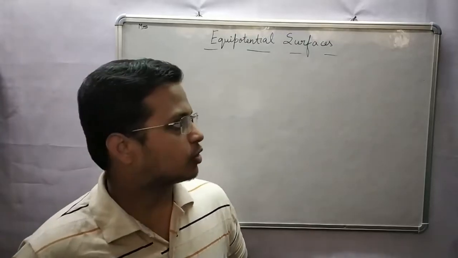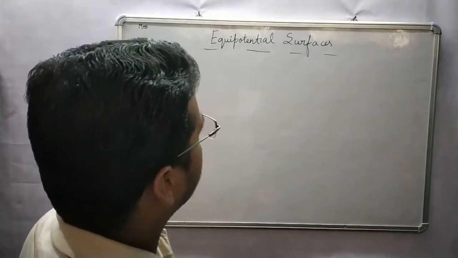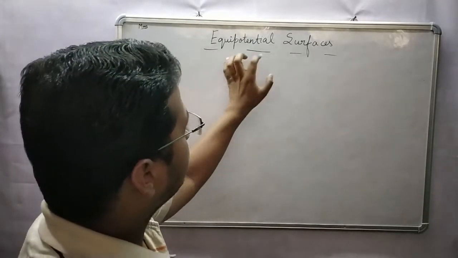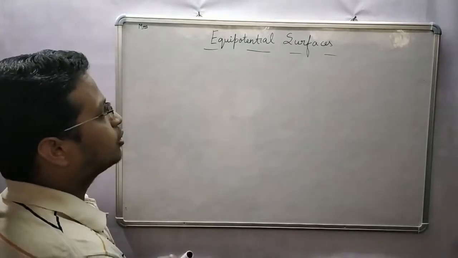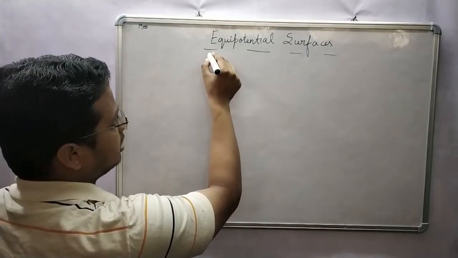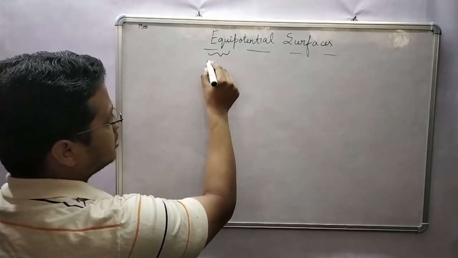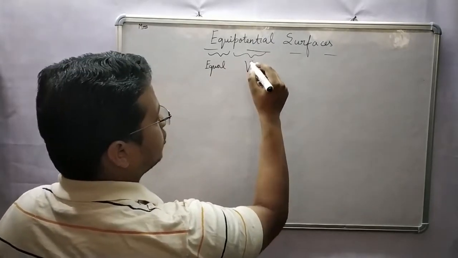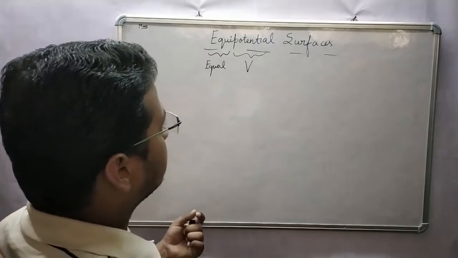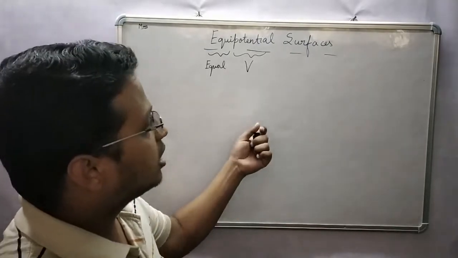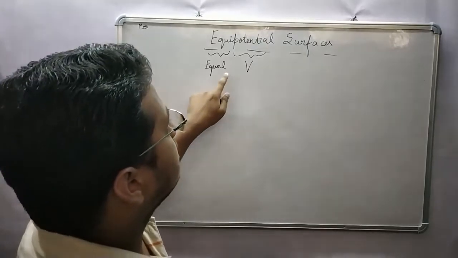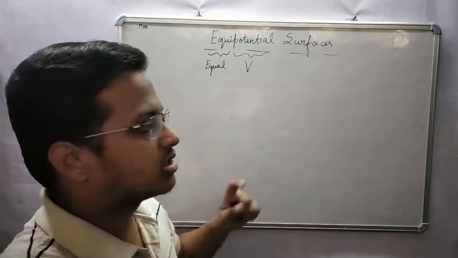Hari Om. Today, let us proceed to the topic equipotential surfaces. Now, from the word itself, you might be able to guess the meaning of this. Equi means equal, and potential, as you already know, is given by V. So, surfaces. What are these? These are the surfaces along which the potential remains same.